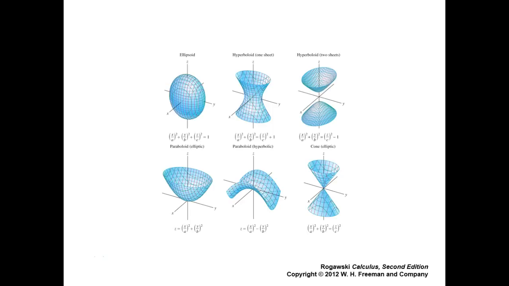Paraboloid, elliptic paraboloid, hyperbolic paraboloid, and the cone. Okay. Elliptic cone, as opposed to circular cone. Circular cone: A and B would be the same. Elliptic cone: A and B would be different. Doesn't matter what C is, just A constant. All right.